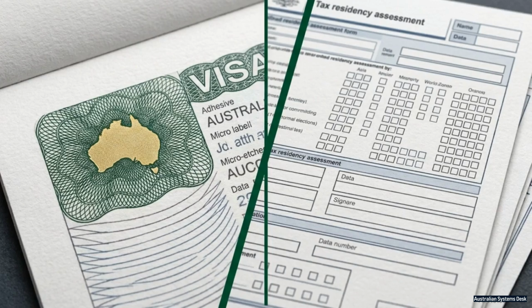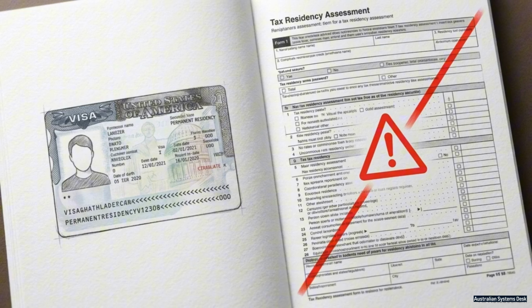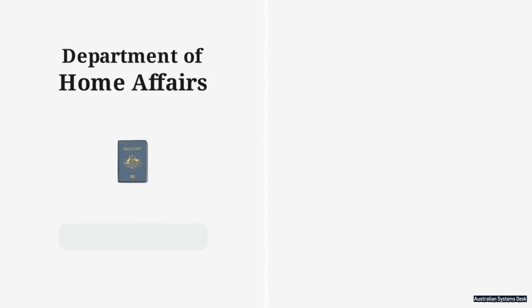Holding a temporary Australian visa does not automatically make you a foreign resident for tax purposes. Similarly, holding Australian permanent residency is not a guarantee that you are an Australian tax resident. Immigration status and tax residency are two distinct legal systems. The Department of Home Affairs manages your permission to stay, while the Australian Taxation Office determines your residency under tax law. This distinction carries significant financial weight.